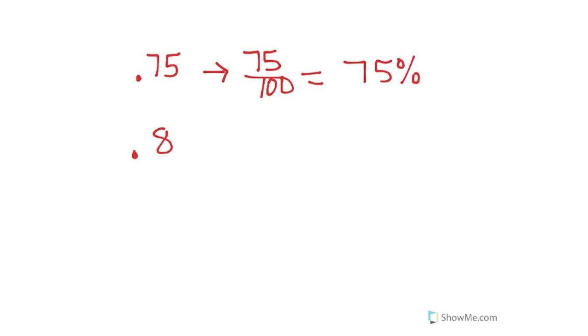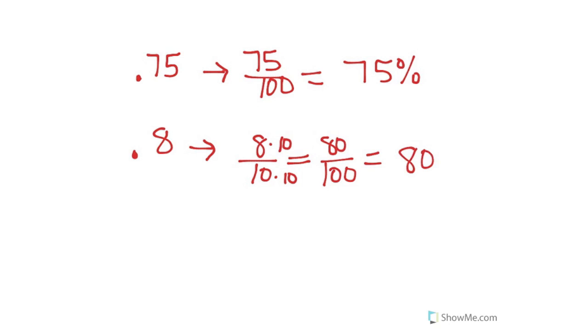0.8. If I want to turn 0.8 into a percent, I'm going to read it correctly. That means 8/10. But a percent is out of 100. So 10 times 10 is 100. 8 times 10 is 80. My percent is 80%.